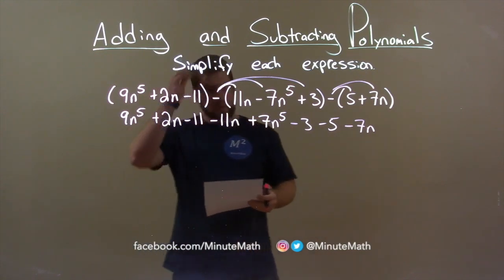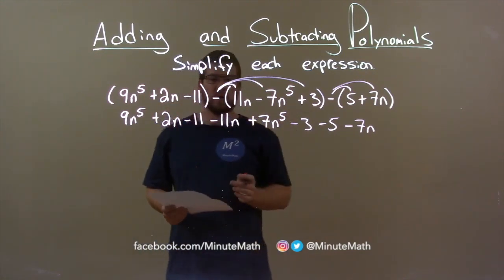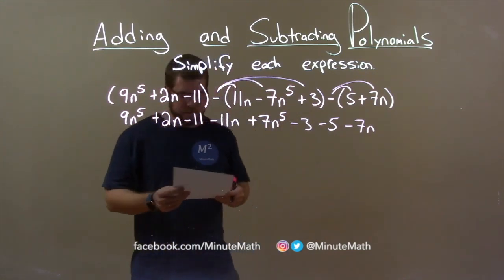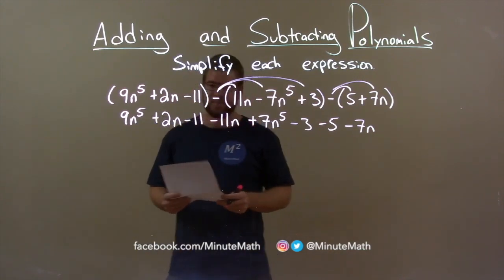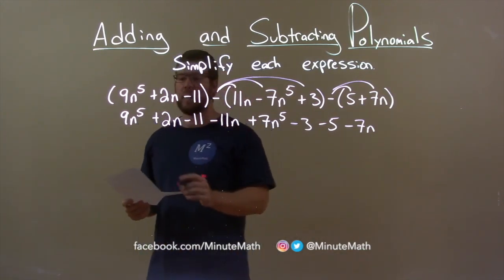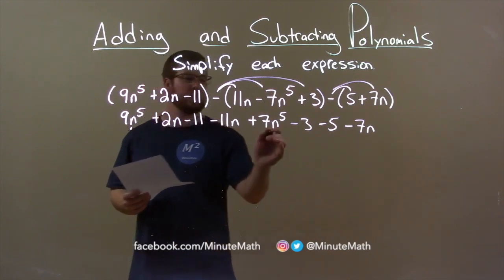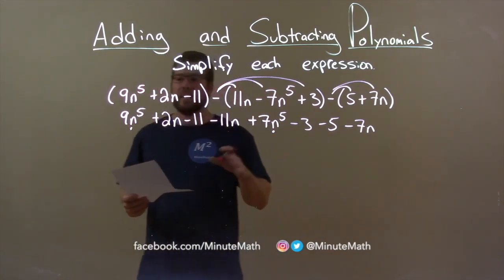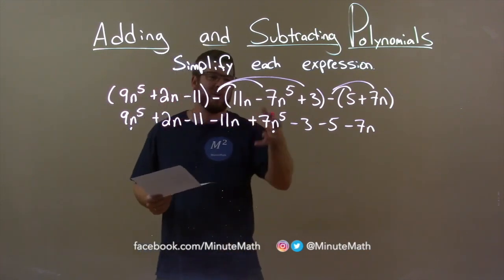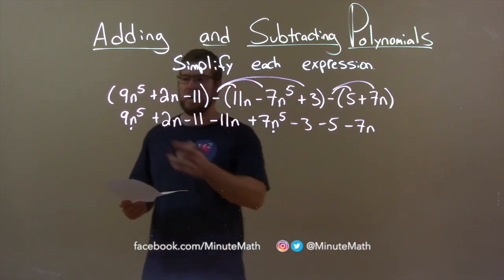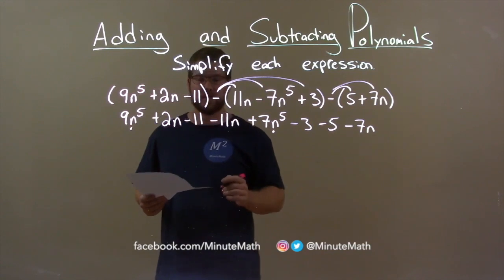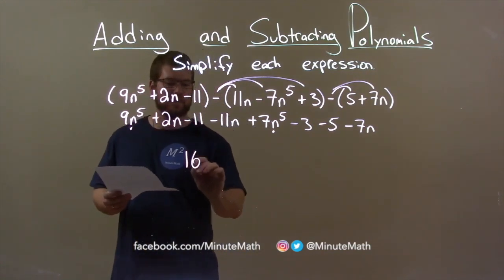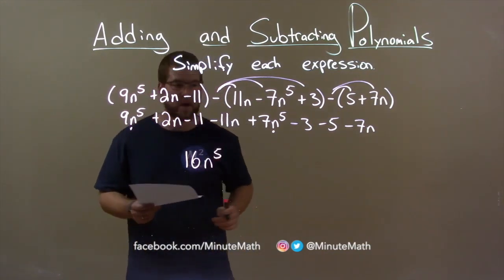So, what I want to do now is, well, I want to combine my like terms and start with my highest degree. Highest degree I see is to the 5th power. 9n to the 5th and 7n to the 5th. I put a dot underneath it to show that I've used that so I don't forget any term here. 9n to the 5th plus 7n to the 5th is a 16n to the 5th power.